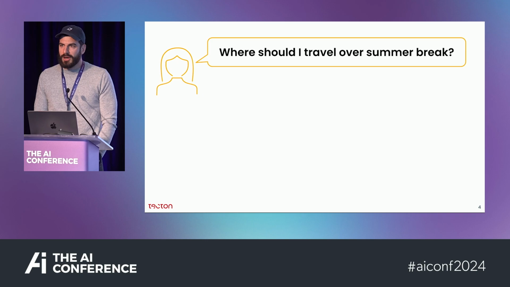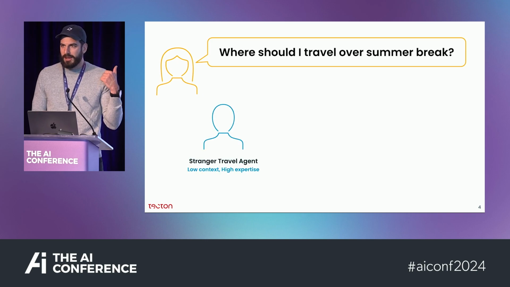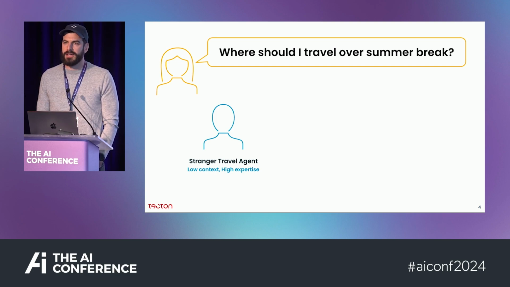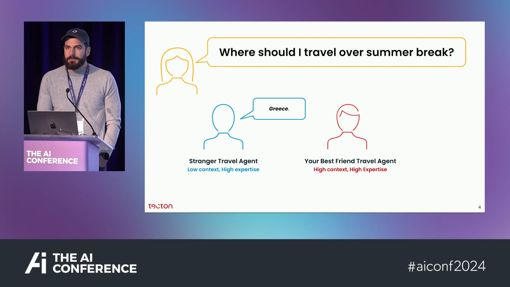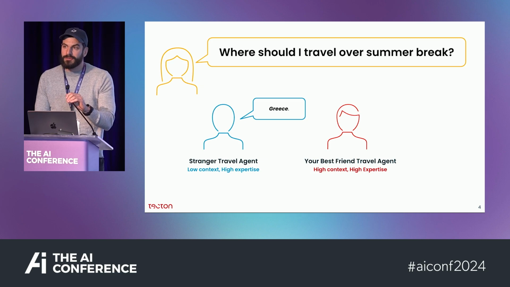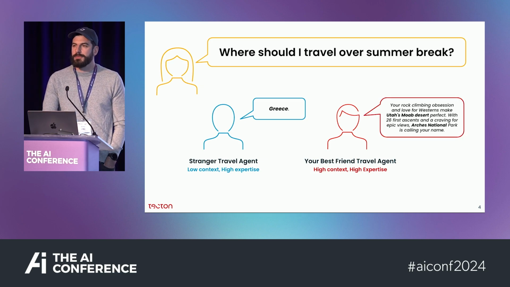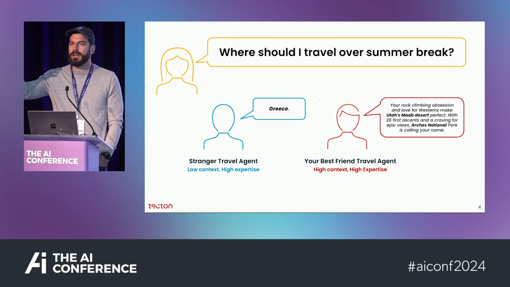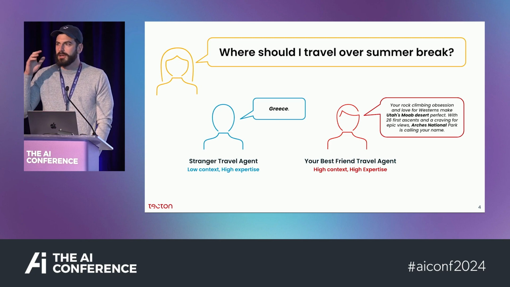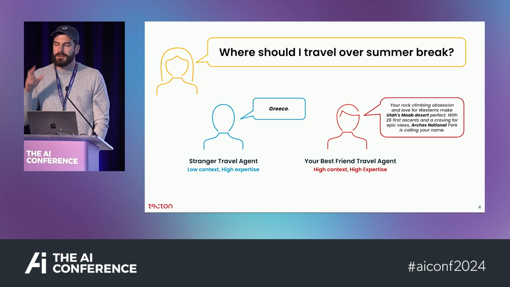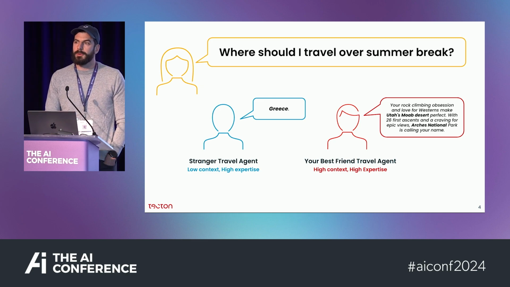When I'm trying to get that answer, right now an LLM is giving me an answer like a stranger. It's maybe a domain expert, kind of like a travel agent, but it's a stranger, and that's why it's telling me go to Greece. But what I'm really looking for is something to act like my best friend and be a travel agent. It should be able to say, hey, I know you love rock climbing. I know you love Westerns. You've never been to Utah before. There's something special happening in Utah this summer. It's a perfect place for you to go. That's a really high quality recommendation.